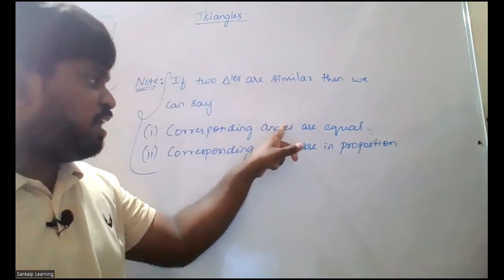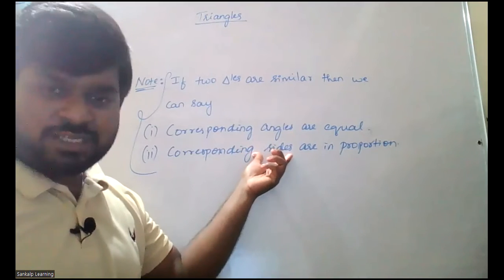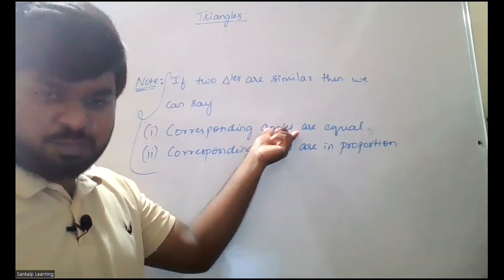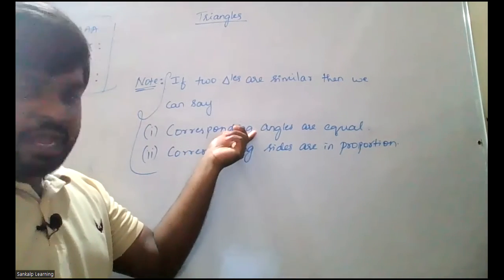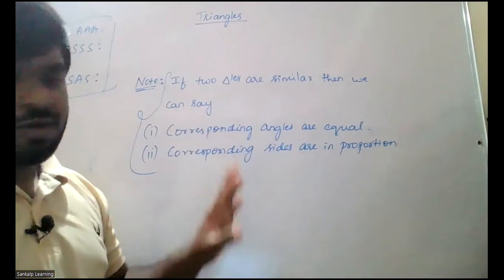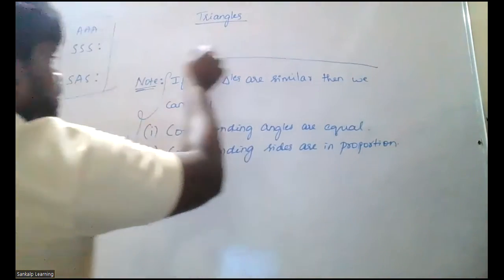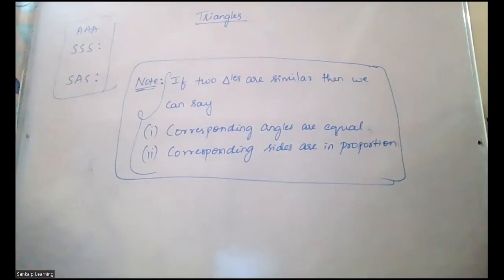If triangles are similar, I can say these 2 things. Or if corresponding sides are in proportion, we can say corresponding angles are equal. Also, we can say the triangles are similar. Or if corresponding sides are in proportion, then we can say this stuff and this stuff. So remember this point. If any one is there, the other 2 can also be used.